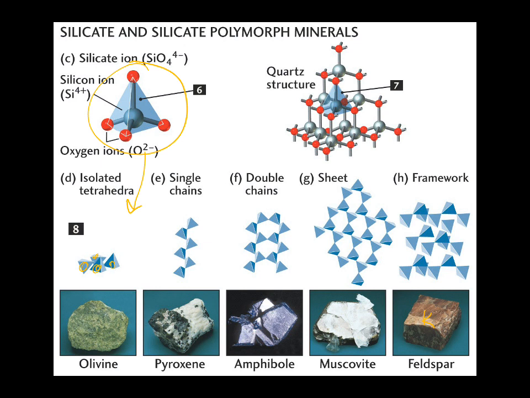Olivine is a very simple mineral, right? It's very easy to form. It forms at high temperatures, usually in volcanoes. And it is just essentially isolated silica tetrahedron with magnesium and a little bit of iron.